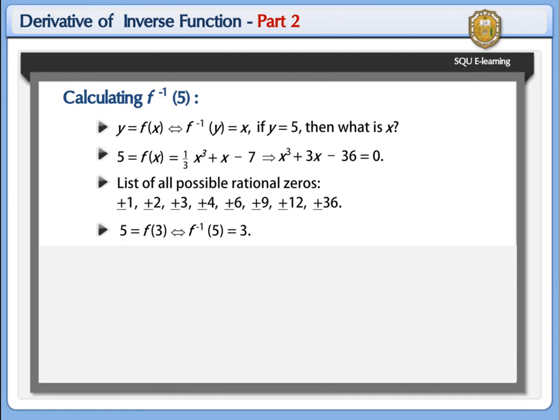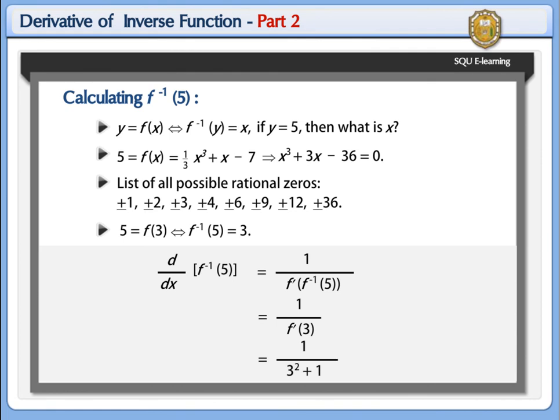Now, going back to the formula that we have in the previous lines, d over dx of f inverse at the point 5 is equal to 1 over f prime at f inverse at the point 5. Now, we know what is f inverse at the point 5. It's equal to 3. So, this is equivalent to 1 over f prime at 3. We know what is the derivative of f because we know what the function f is. Then, the next line is going to be 1 over 3 squared plus 1, which is just equivalent to 1 over 10. And this is going to be the answer that you are looking for.